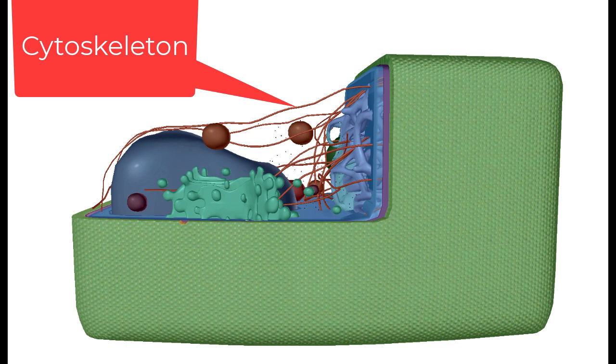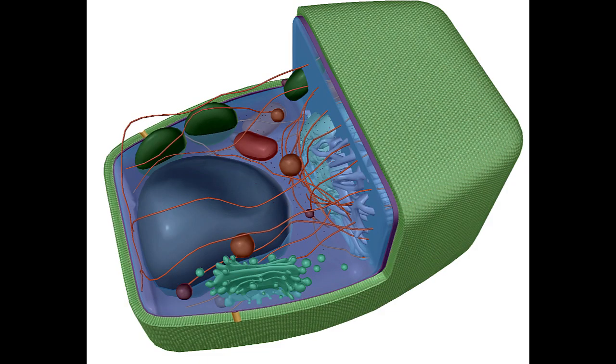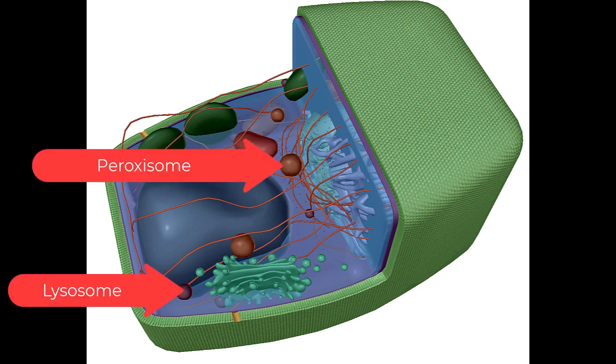In addition, pockets of membrane kind of continued to fold inward. And as they folded inward, they started to create more specialized structures. This led to the formation of things like lysosomes and peroxisomes, which are filled with enzymes. And those enzymes were then able to break down structures within the cell.